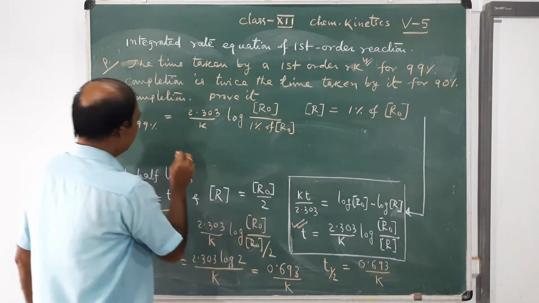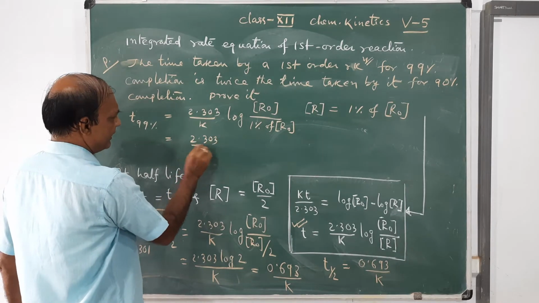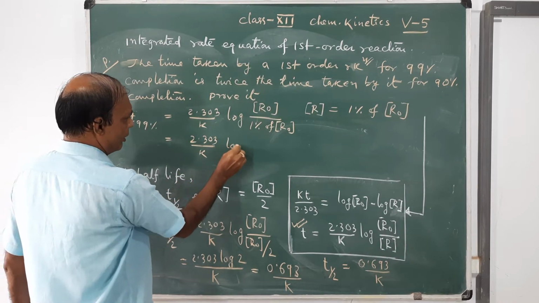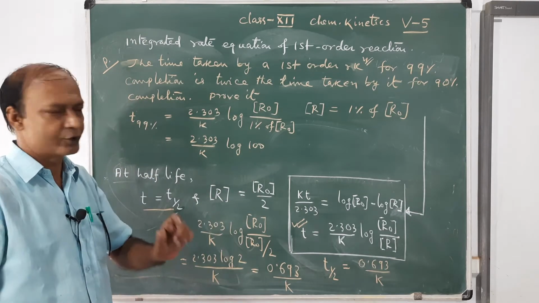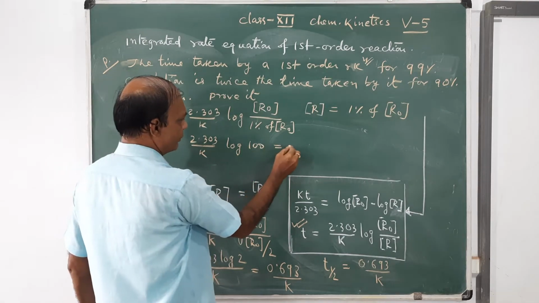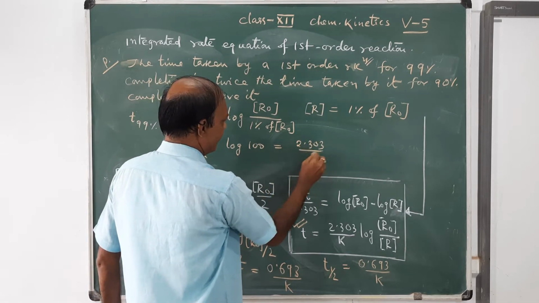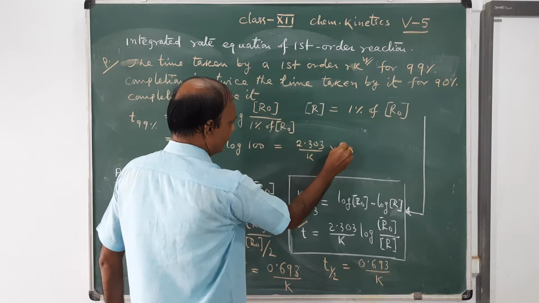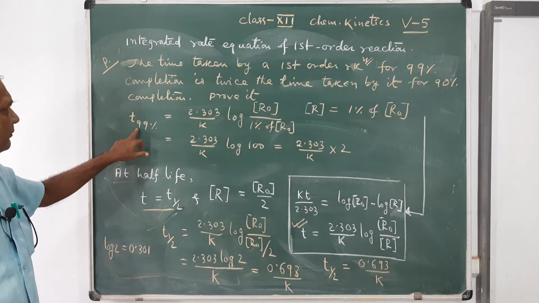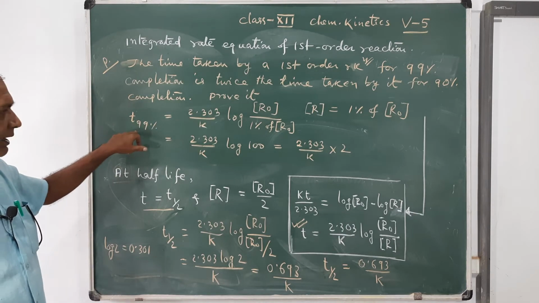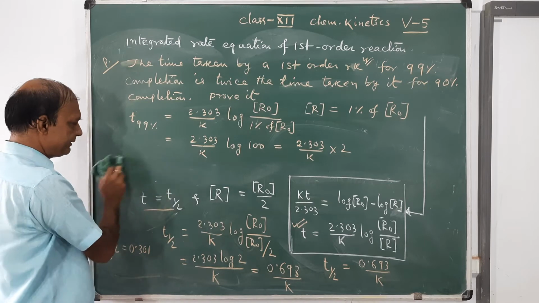Therefore you see that T99% equals 2.303 by k log 100. Log 100, you know, equals 2. So this is equal to 2.303 by k into 2. So this is the time taken by the first order reaction for 99% completion. Now see, find T90%.